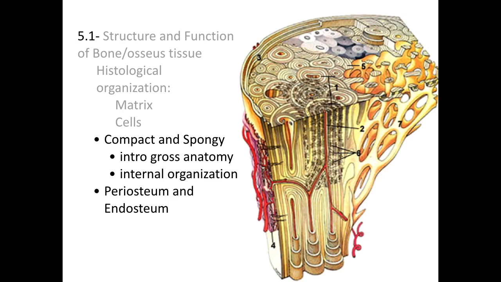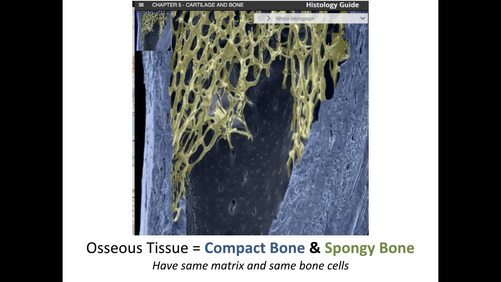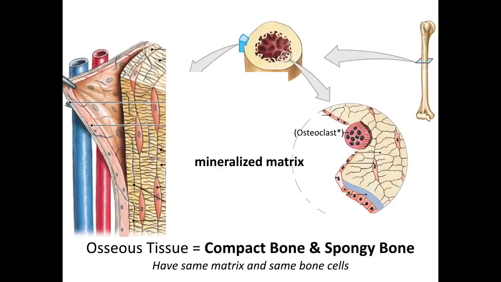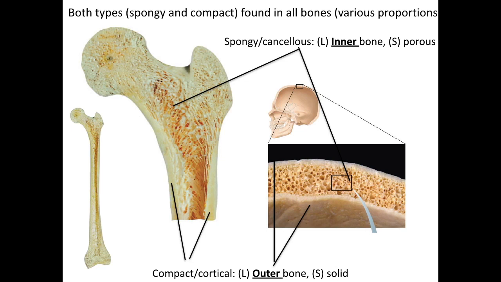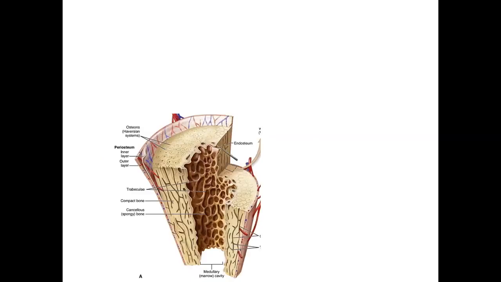We saw the outside of the bone is covered by that hard, compact bone, and the inside by the spongy bone. So these are the two types of bone tissue structurally, that is in terms of how they are organized, but keep in mind they have the exact same matrix and the same bone cells. Both spongy and compact bone are found in every single bone that we're going to look at later on. Each is going to have a solid compact bone covering the outside and a spongy, porous inside.